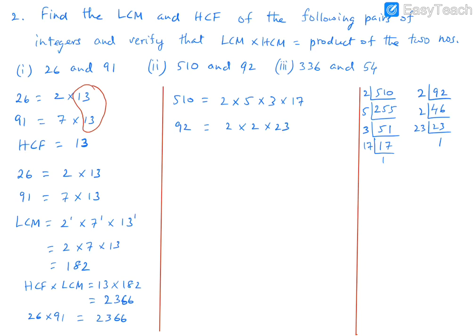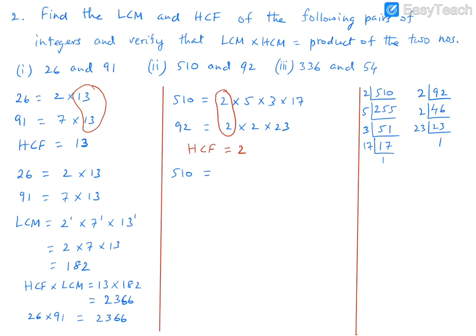So the HCF is the common term that is present in both the factorizations. There is only one common term here, which is this 2. There is no other common term that is present in both the factorizations, right? So the HCF is simply 2. HCF equals 2.